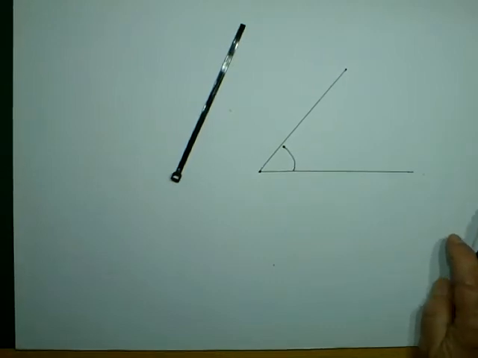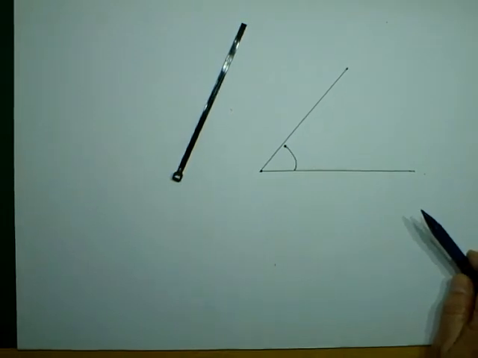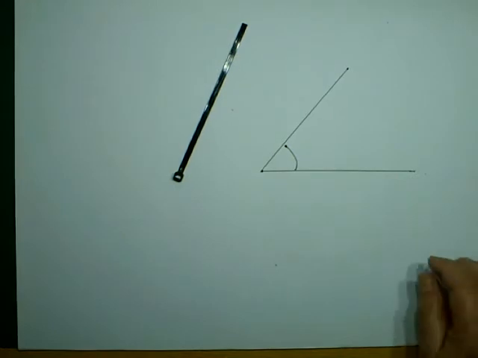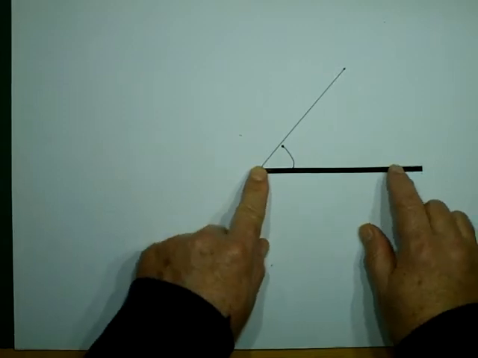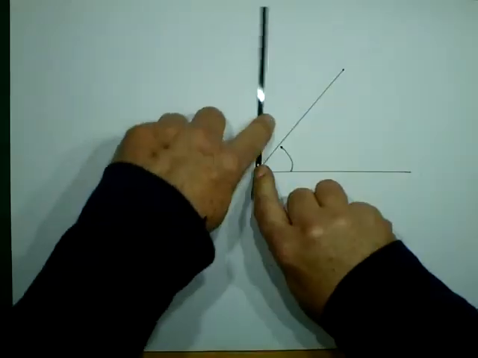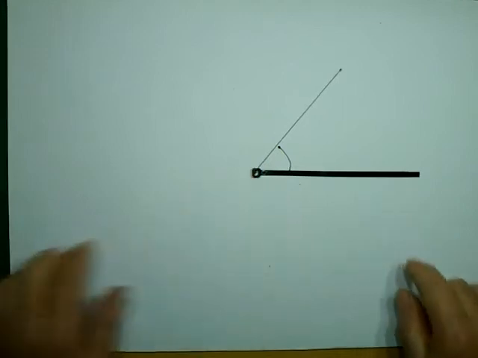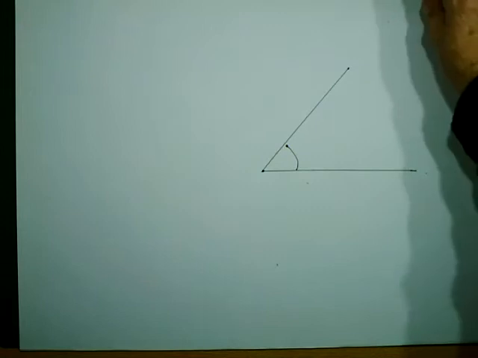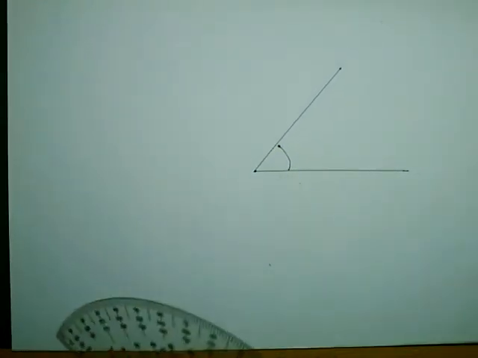Now, how do we measure an angle? For this purpose, we use the basic units called degrees. One full rotation or revolution is said to be 360 degrees, just like this. About this point, a full rotation about this point. This is 360 degrees.